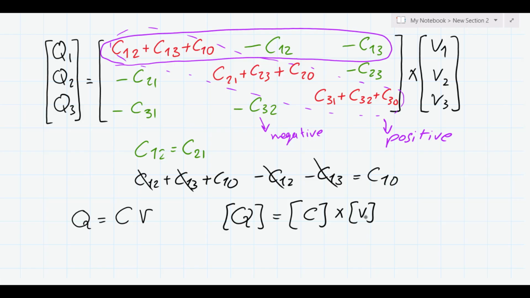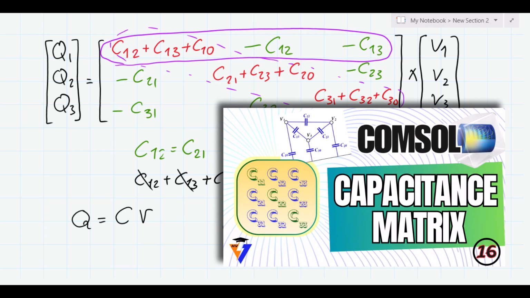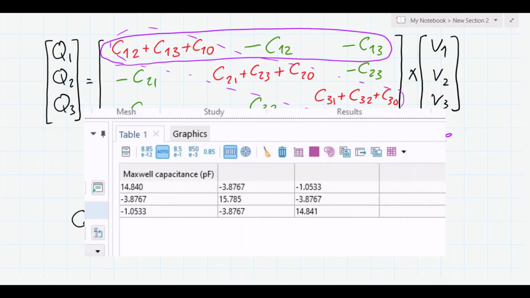Alright, that's a wrap for the theory behind the stray capacitance matrix. If you want to see how to export this matrix from console, I've covered it in another video, so be sure to check that one out. In that video, you will see exactly how to extract the matrix. Just take a look at the screenshot of the software output, where you can see the diagonal elements are positive and the off-diagonal elements are negative.